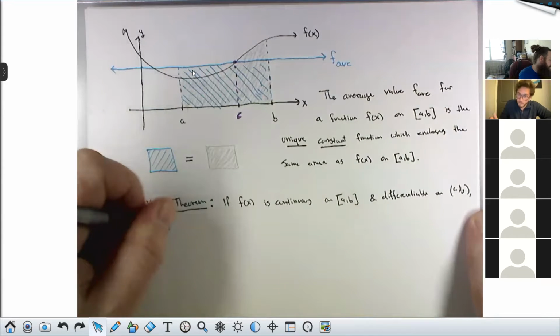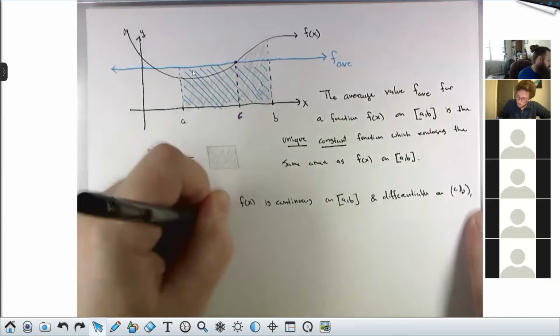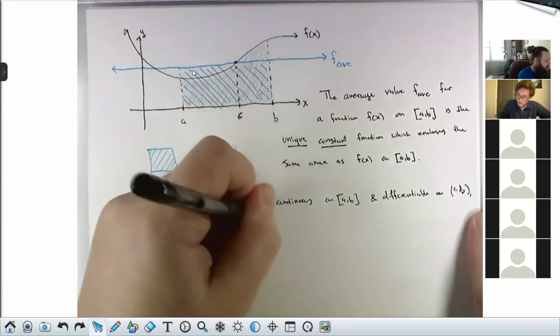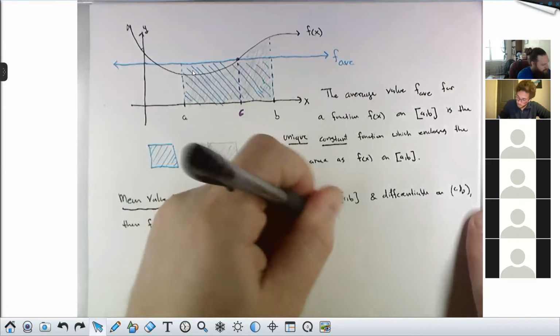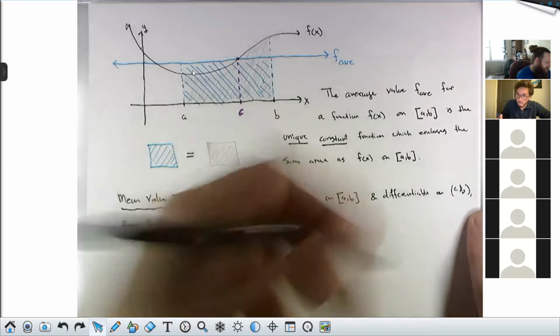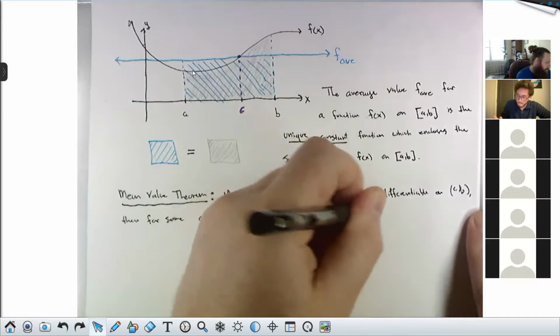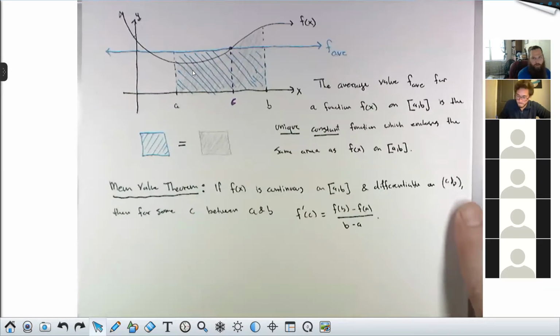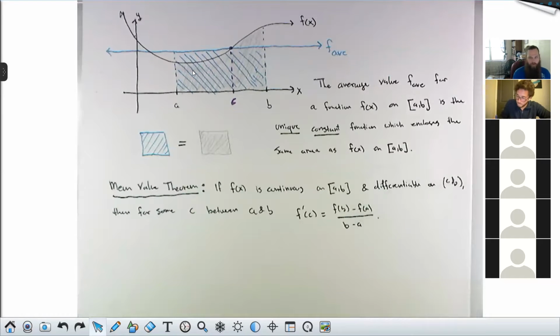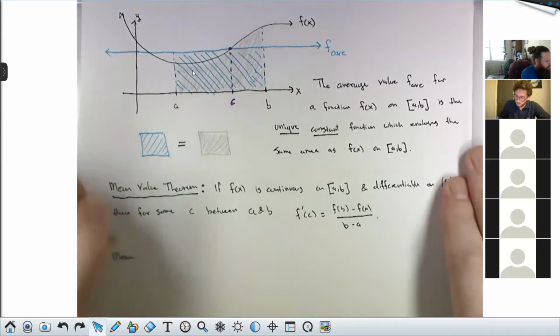then for some C between A and B, f prime of C will be equal to the slope of the secant line, f of B minus f of A over B minus A. This is the version of the mean value theorem that you learned back in Calc 1. All right, if you have a continuous and differentiable function, then you can draw the secant line, and then guaranteed somewhere in between there, there will be a tangent line which is parallel.